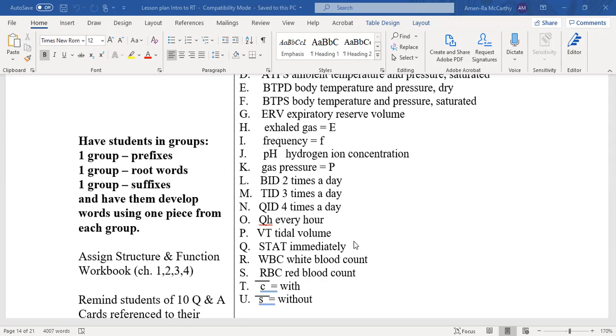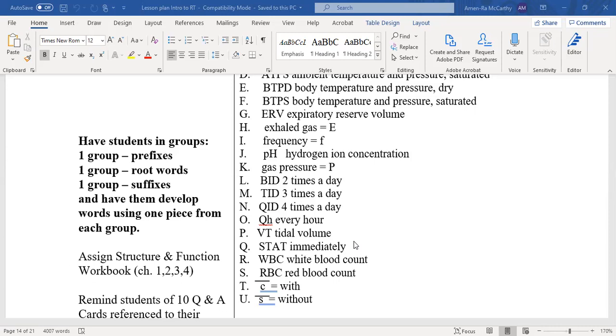What about stat? What does stat mean? Immediately. They may say, I need you to come to ICU stat. That means go there now. Don't stop by the gift shop. Don't stop by the cafeteria and get your little breakfast. Go handle that first, okay?